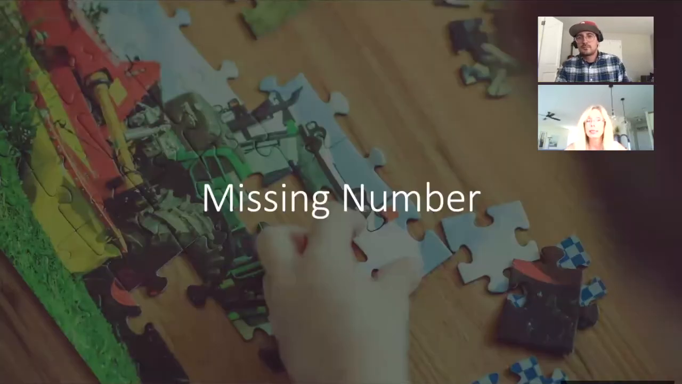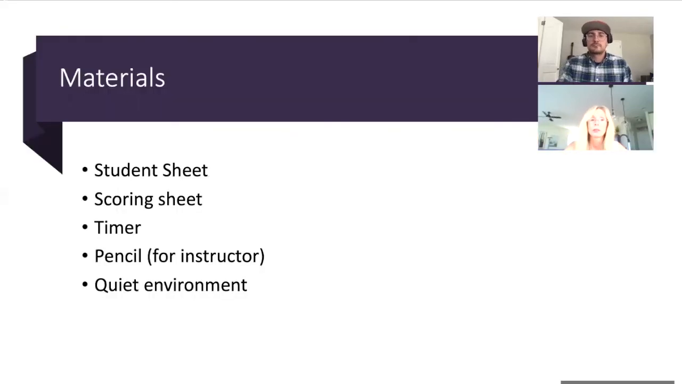The third one is missing number. Materials: student sheet, scoring sheet, timer, pencil, and quiet environment.